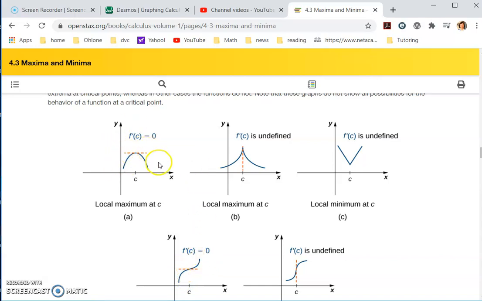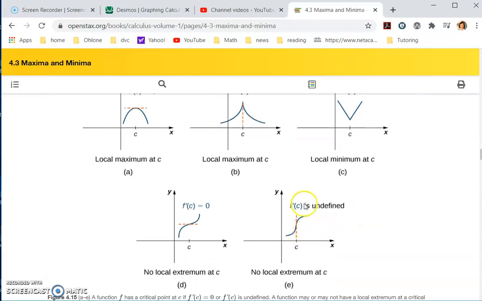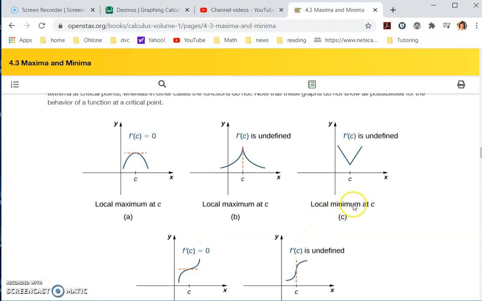Or you can turn. So f prime of c equal to 0 does not mean that it is absolutely a maximum or a local maximum at all. It could be that it's not. You could have a maximum if f prime of c is undefined because you have a cusp or a corner. But this is also an undefined case where it is not a maximum.